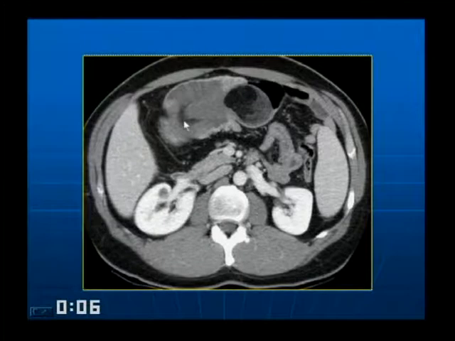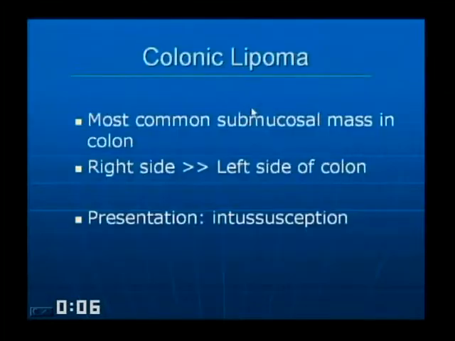You might see the mesenteric fat being pulled in, and depending on whether you're catching it in cross-section or in profile, it may take a variety of appearances. But in this case, you can actually see the lipoma. So as we said, colonic lipomas are the most common causes of submucosal masses in the large bowel. 90% occur in the colon. 75% of the colonic lipomas occur in the right colon.